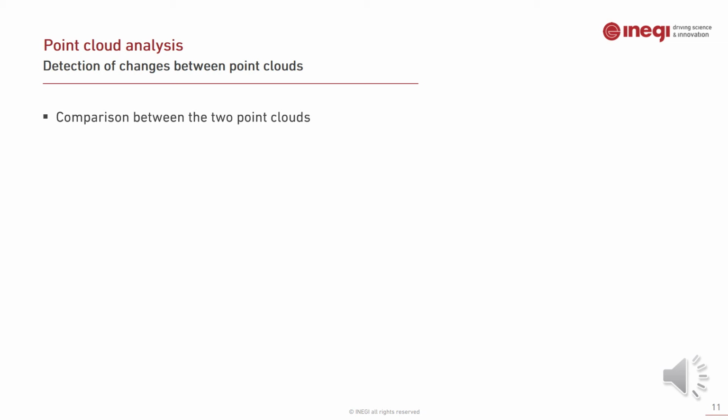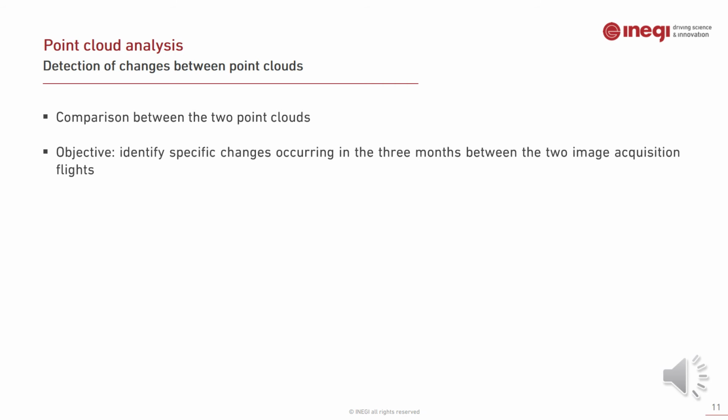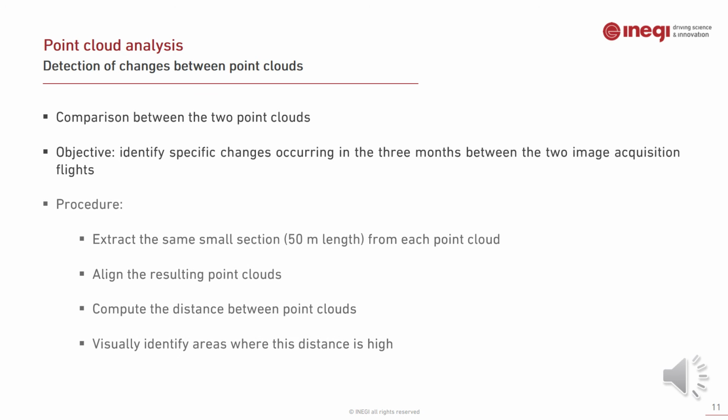And finally, we developed a methodology to check for changes in shape. For this purpose, we compare the point clouds from the 2 flights we made, and the objective was to identify specific changes occurring in the 3 months between the 2 flights. The steps of this procedure were extracting the same small section, about 50 meters in length, from each point cloud. This is because the comparison is computationally very intensive, so we have to break it into smaller parts, and then aligning the resulting point clouds, computing the distance between the point clouds, and visually identifying areas where this distance is high.